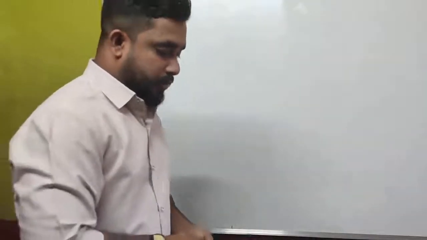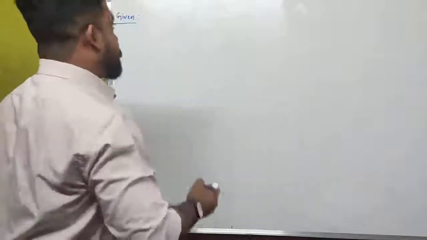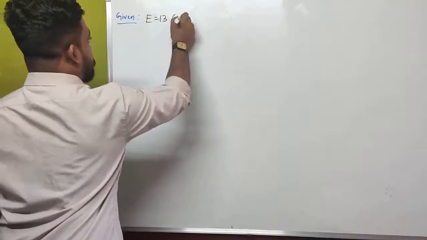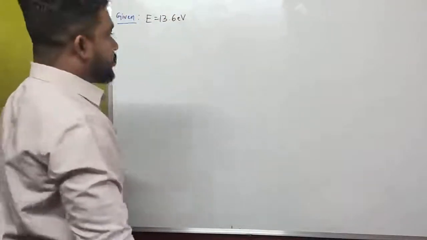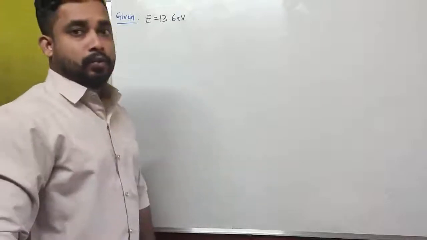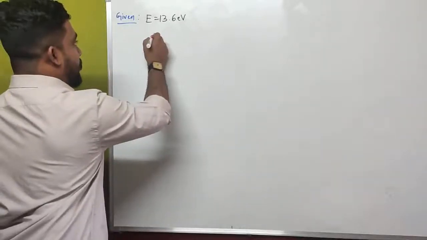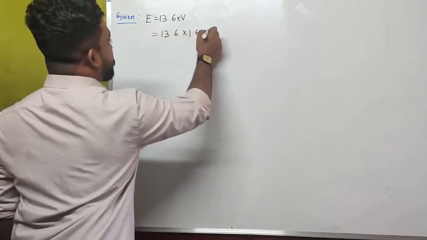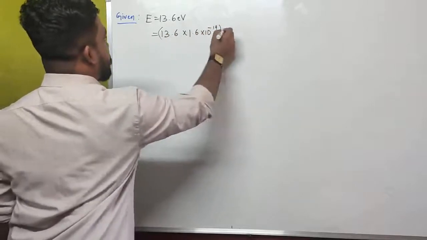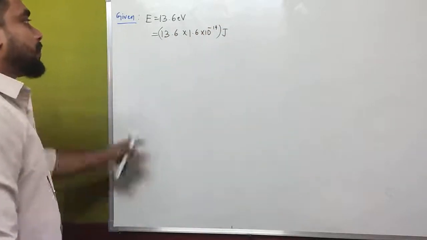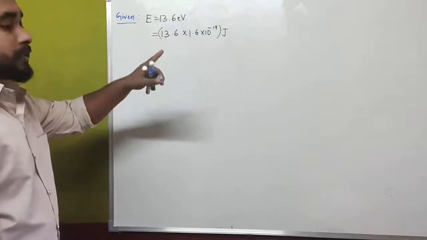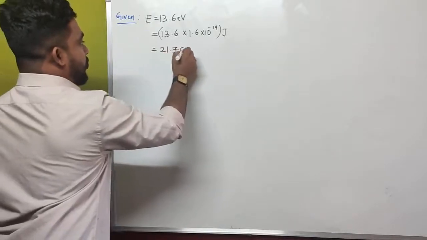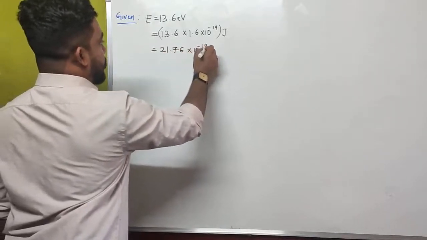And the given constant of this problem is E equal to 13.6 electron volt, but here we have to convert this electron volt into joules. For that, what do we have to do? We have to multiply the whole thing by 1.6 into 10 to the power of minus 19. 13.6 into 1.6 is equal to 21.76 into 10 to the power of minus 19 joules.